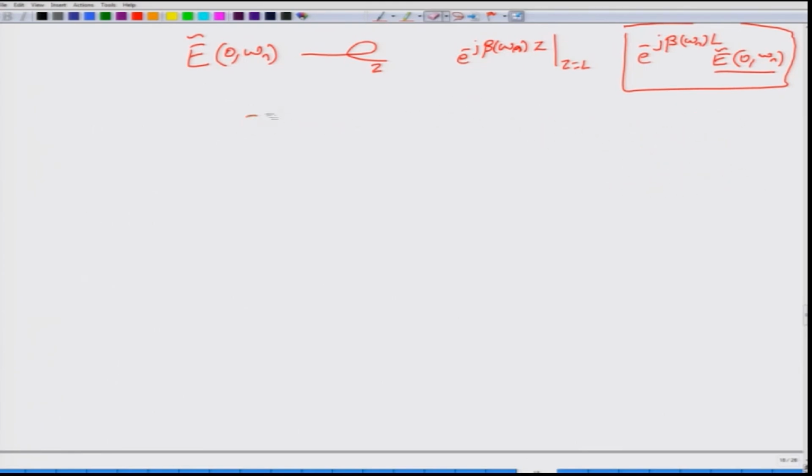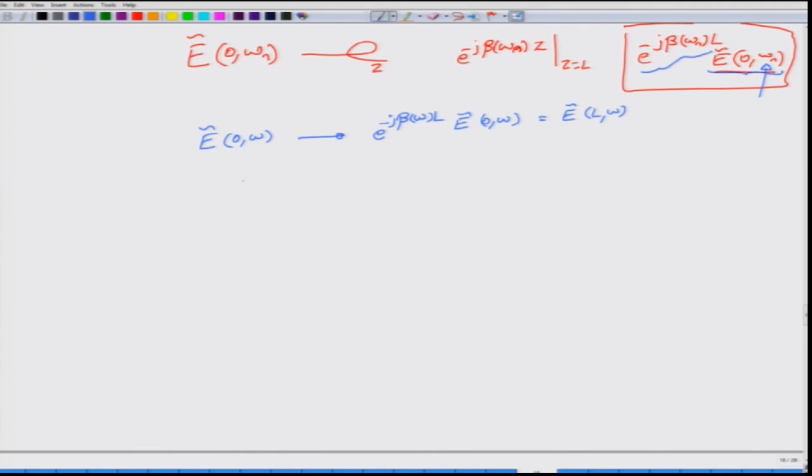Of course, my input spectrum is not just limited to one frequency component, it is actually made up of multiple frequency components. No matter what frequency component I have, all I have to do is find out the complex amplitude of this particular frequency component omega n and then multiply it by the phase factor e power minus j beta omega n times L. In continuous domain, what we actually have is the spectrum being multiplied by e power minus j beta of omega times L times E of 0 comma omega, which we will call E of L comma omega.